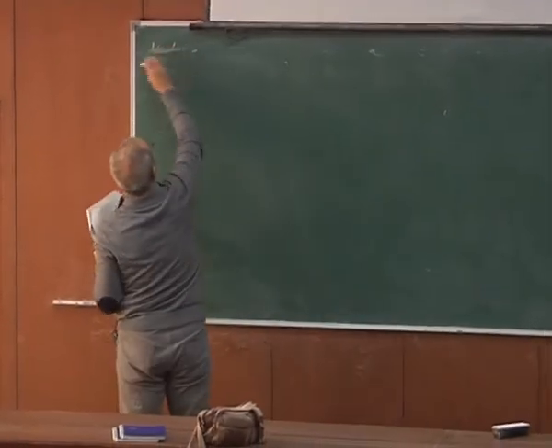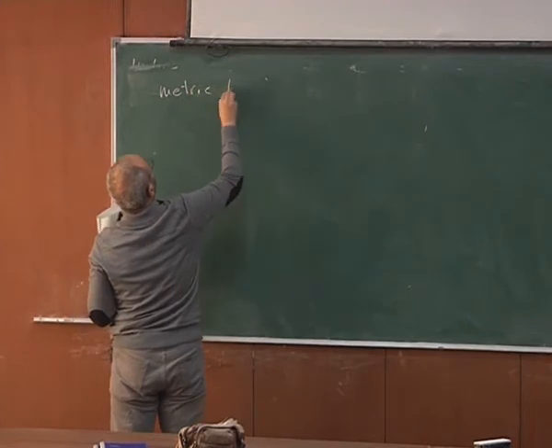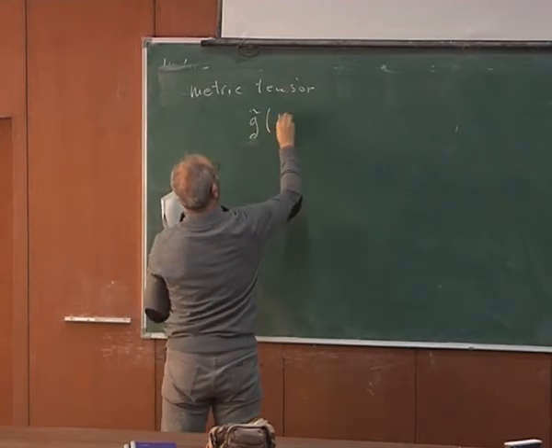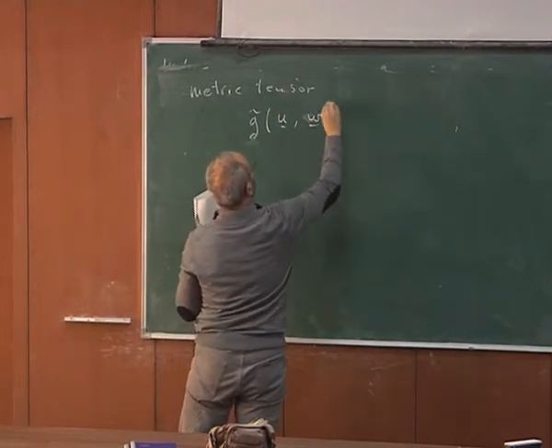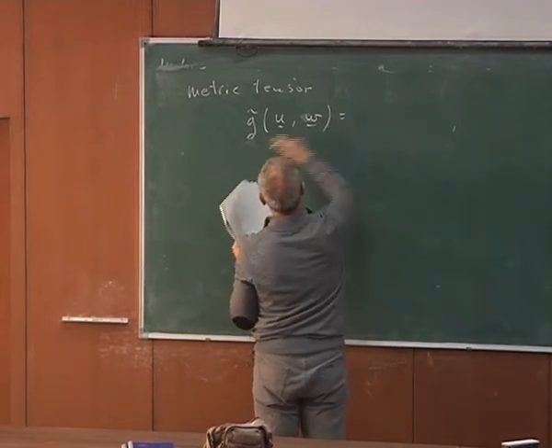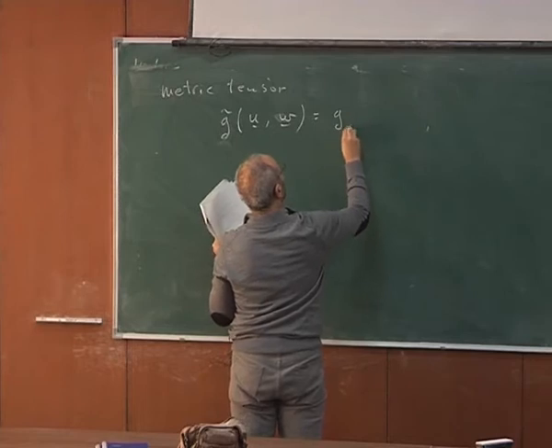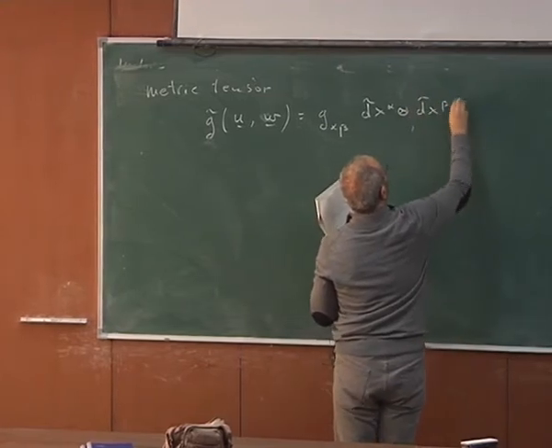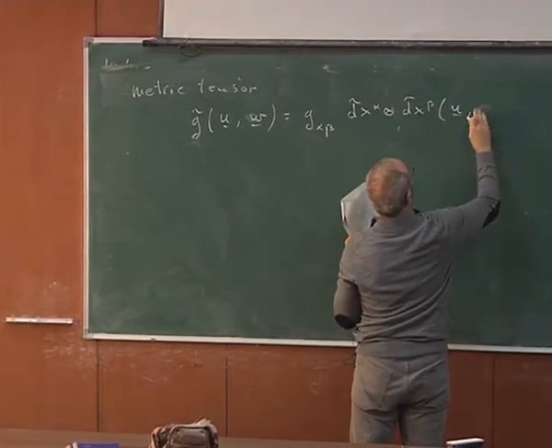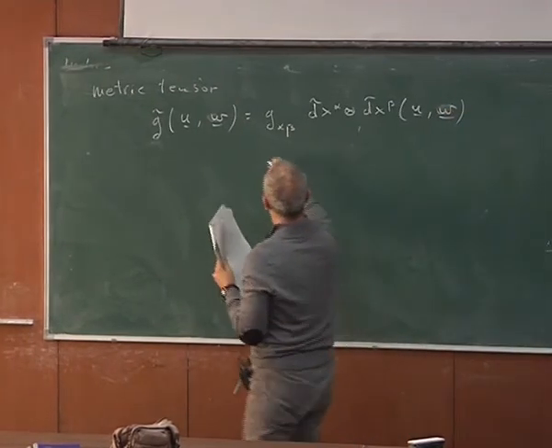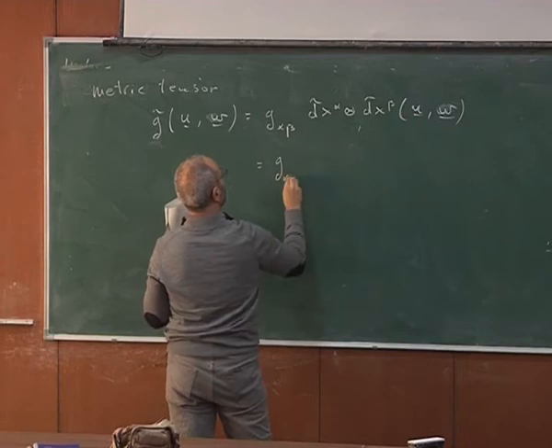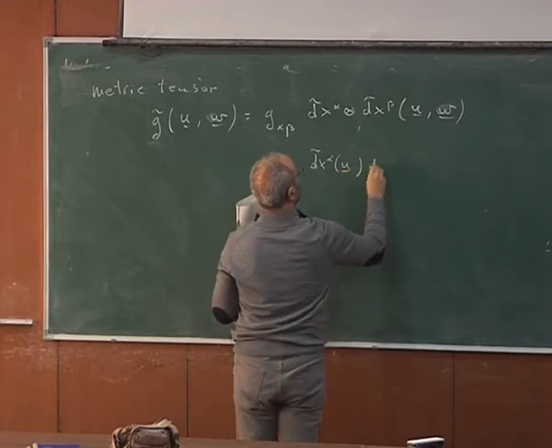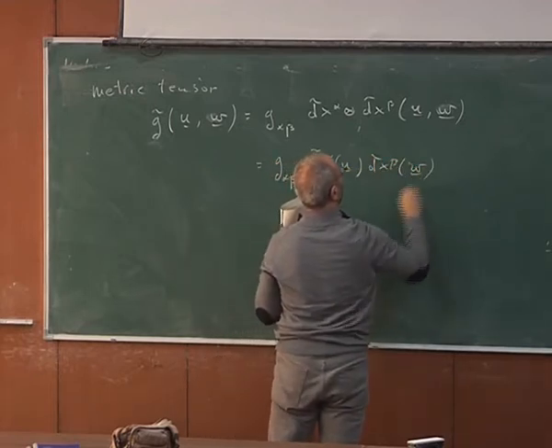We will have the metric tensor G, which is applied on two vectors and returns a real number. So this must be a two-form, applied on U and W. And because this is linear in each slot, this is dx^alpha over U, dx^beta over W.